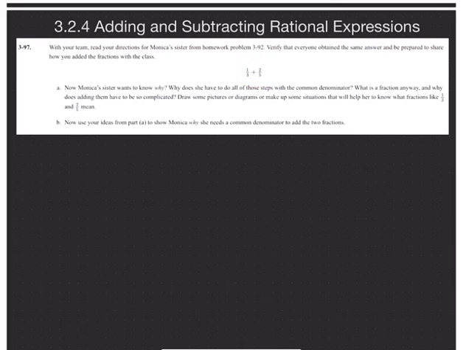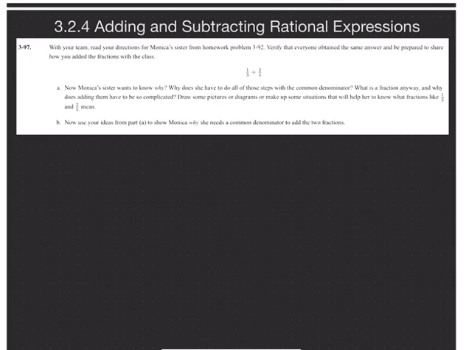So if we proceed to A, Monica's sister wants to know why. She wants to ultimately know why it is that we have to find a common denominator when we're adding fractions. So what is a fraction anyways, and why does adding them have to be so complicated? Draw some pictures or diagrams to help her know what 1/3 and 2/5 mean. And then for B, we're going to put these together a little bit.